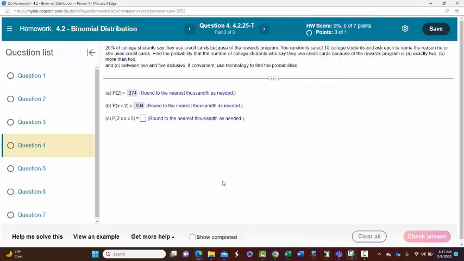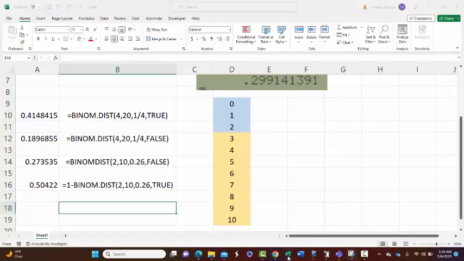Now this one, I could show you a trick on this one. I don't know if the trick makes it any easier than just doing 2, 3, 4, 5 and adding them together. So you could do a binom PDF 2, 3, 4, 5 and add them, or a binom dist false and add up 2, 3, 4, 5. But there is a way you could do it.